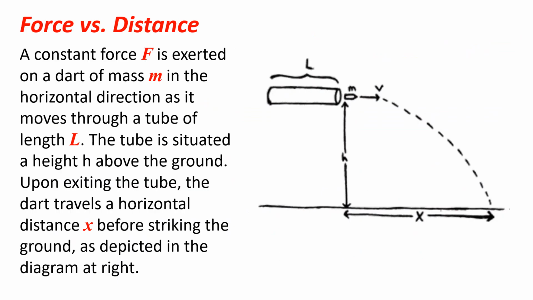So here's the question. Force versus distance. A constant force F is exerted on a dart of mass M. So here's our dart with a mass M. So you exert force going inside this tube in the horizontal direction as it moves through the tube of length L. Again, length L of a tube.